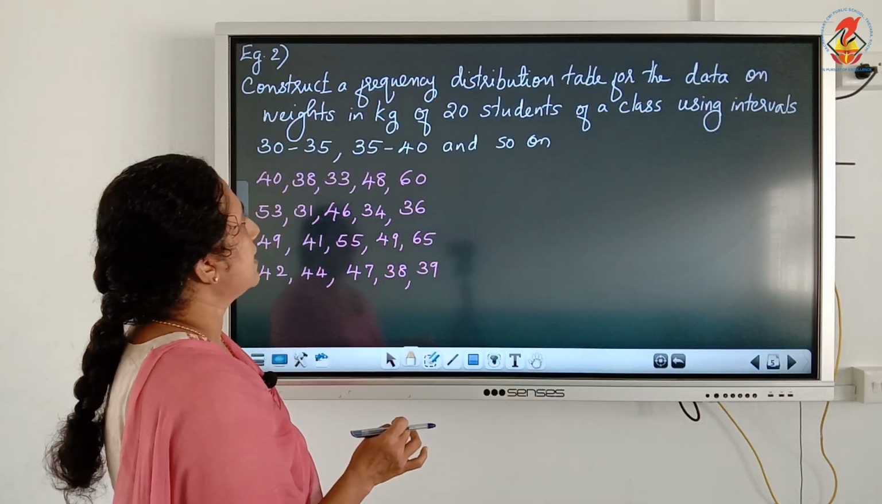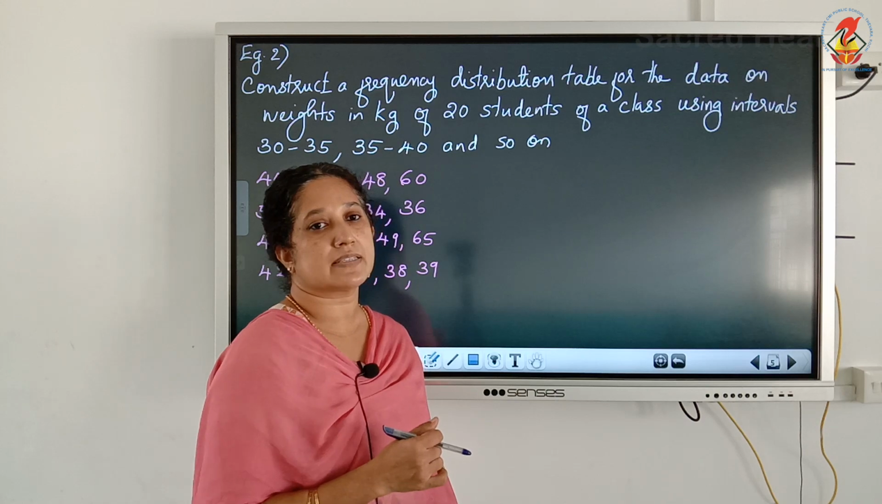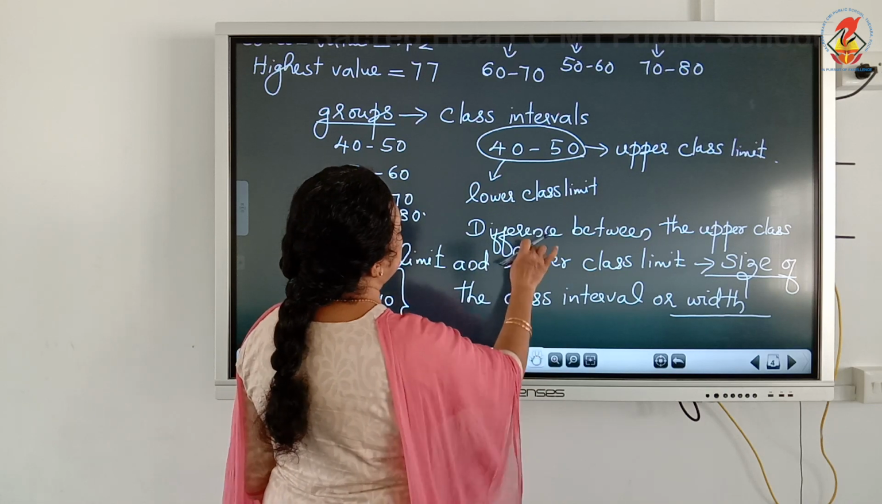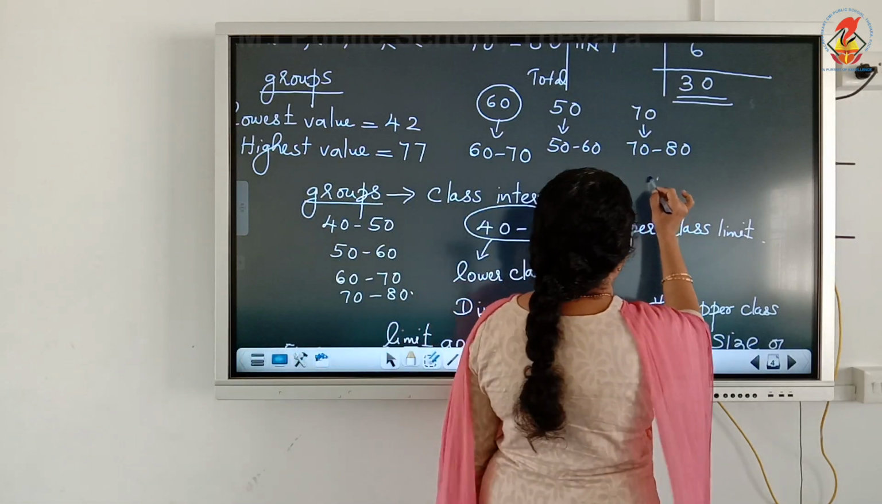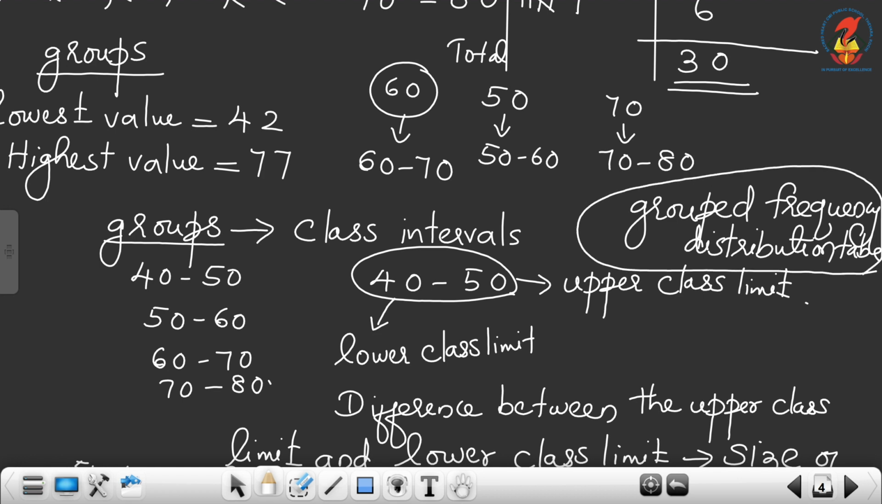Now next question: construct a frequency distribution table. The frequency table made this way is known as the grouped frequency distribution table. The name of the frequency table is grouped frequency distribution table. The distribution we can call a grouped frequency distribution, and the table we can call a grouped frequency distribution table.